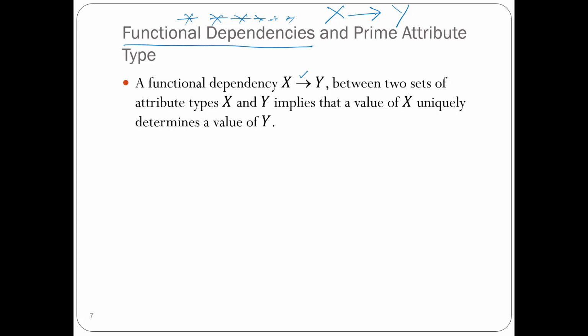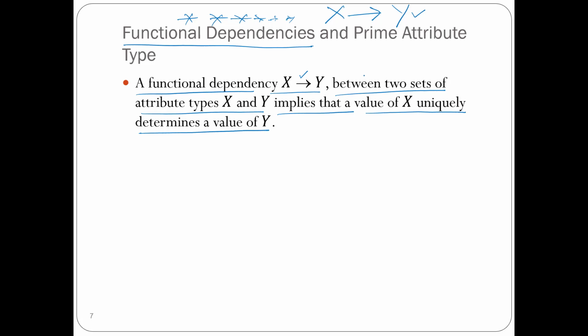The arrow symbol shows the direction. So here Y is functionally dependent on X. Okay, and there is a functional dependency between X and Y where X functionally determines Y, right? So a functional dependency X to Y between two sets of attribute types X and Y implies that the value of X uniquely determines the value of Y.